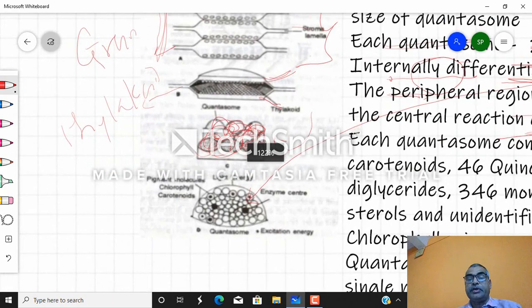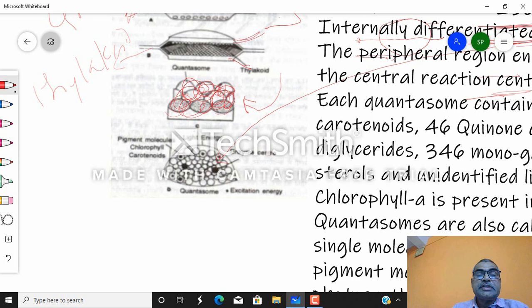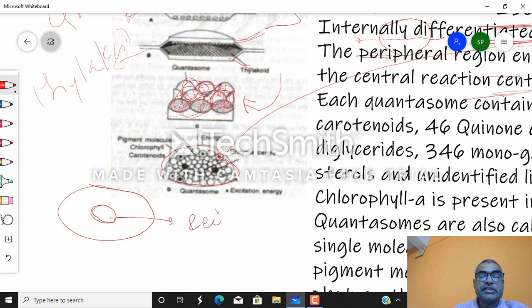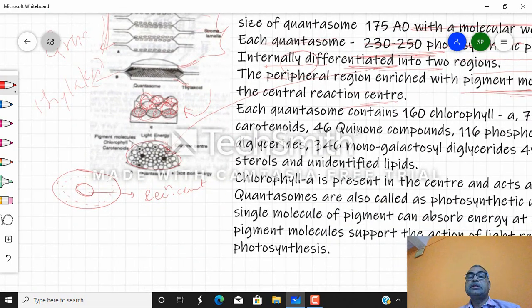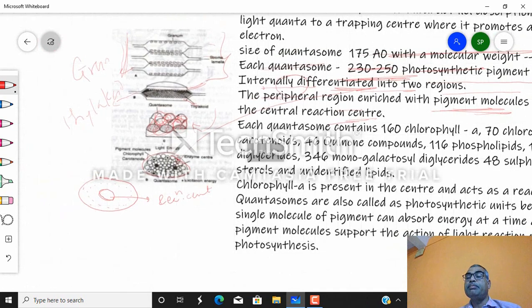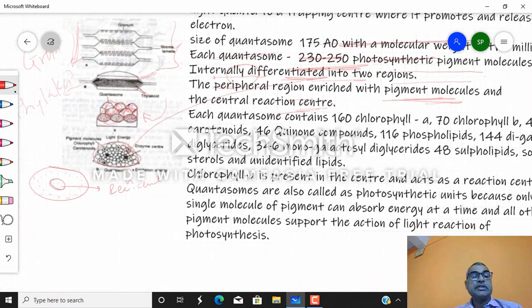If you see this figure, this is a single quantasome. It consists of a central region, which is called the reaction center, and the peripheral region, which is enriched with pigment molecules. So each quantasome contains the peripheral region enriched with pigment molecules, and the central one is the reaction center.